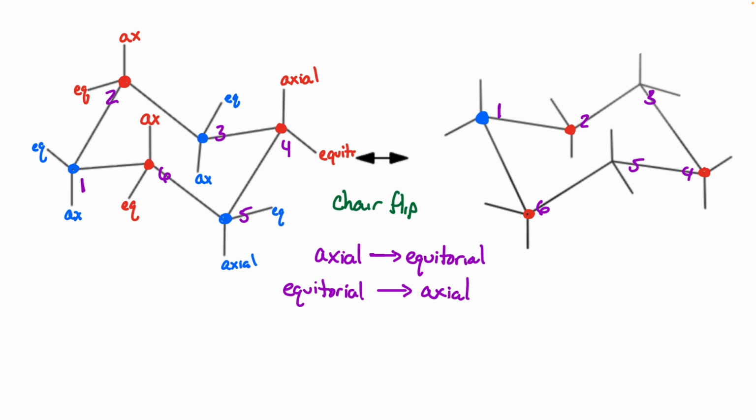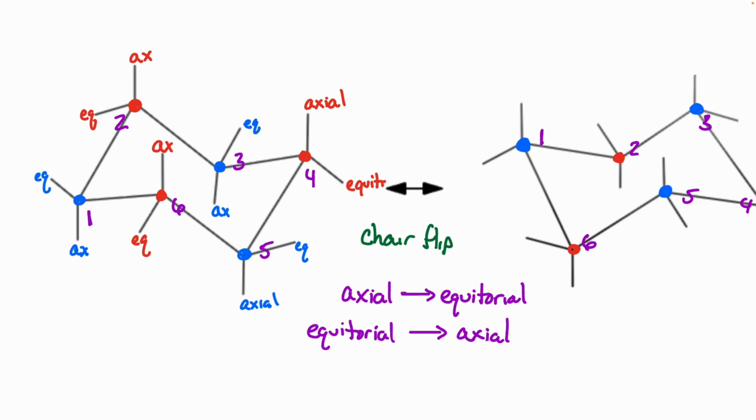All right, and what you want to do is convince yourself that all of those carbons that were at the peaks on the left-hand side are now on valleys on the right-hand side, and vice versa. The carbons that were on valleys on the right-hand side are on peaks on the other side.